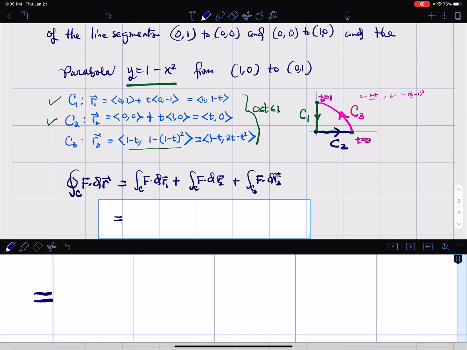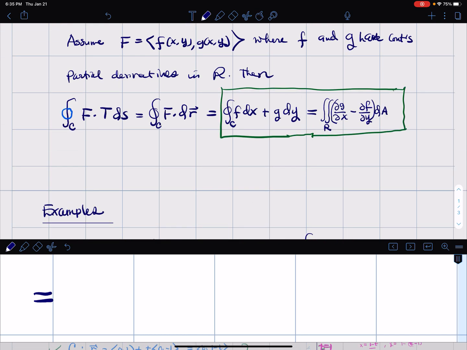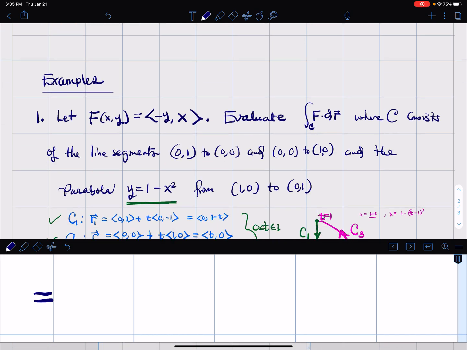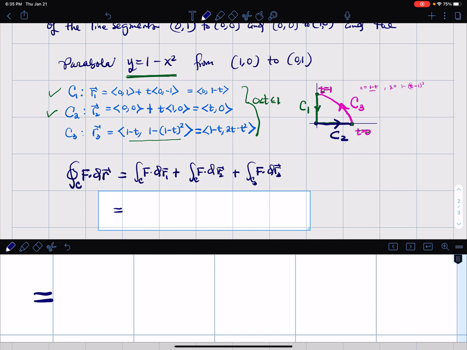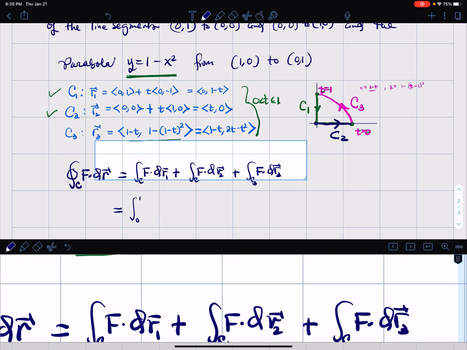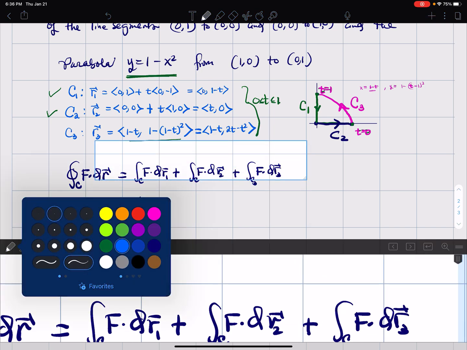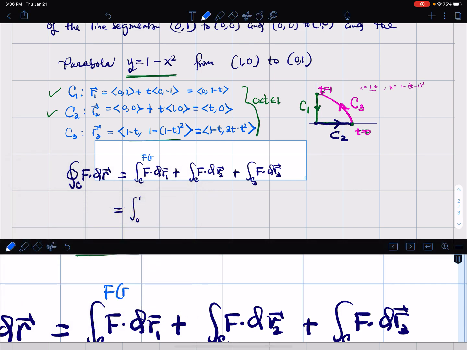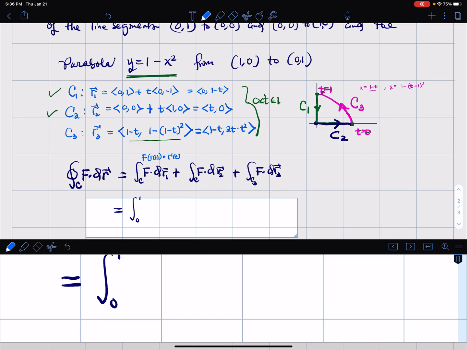Okay. I'm not using the Green's theorem yet. I'm just doing what we already know. Forget Green's theorem for a minute, okay? So let's just do this integral without Green's theorem. We're going to come back and try to do it with Green's theorem. So this is the integral from 0 to 1 of F dot dr. Remember how you compute F dot dr? This is just F of r(t) dot r prime of t, okay? So that's what I'm going to do in each of these.